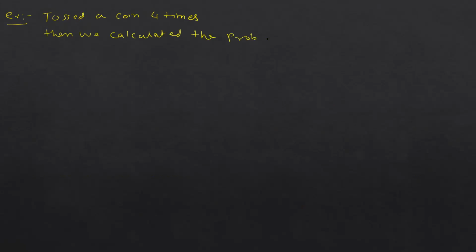Let me put it in this manner. In earlier cases, if you go back to the previous lecture, we did one problem where I tossed a coin 4 times, and then we calculated the probability of getting, let's say, exactly one head. This is the example we have taken for binomial distribution.